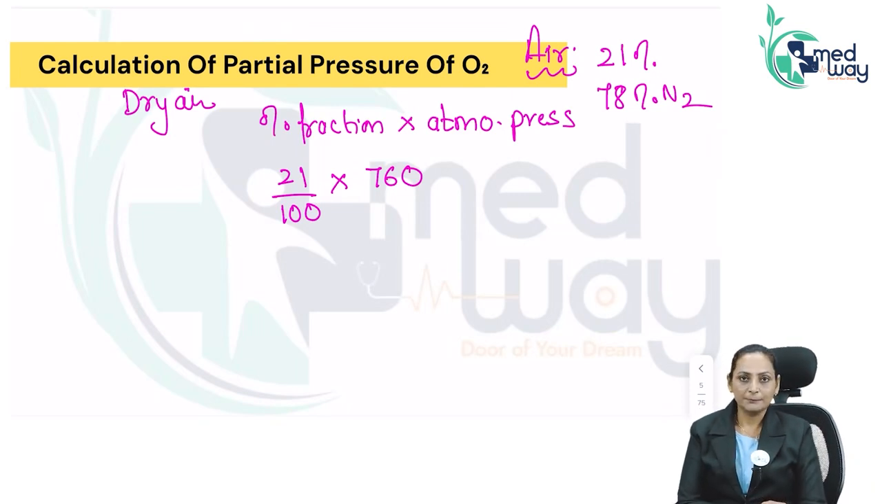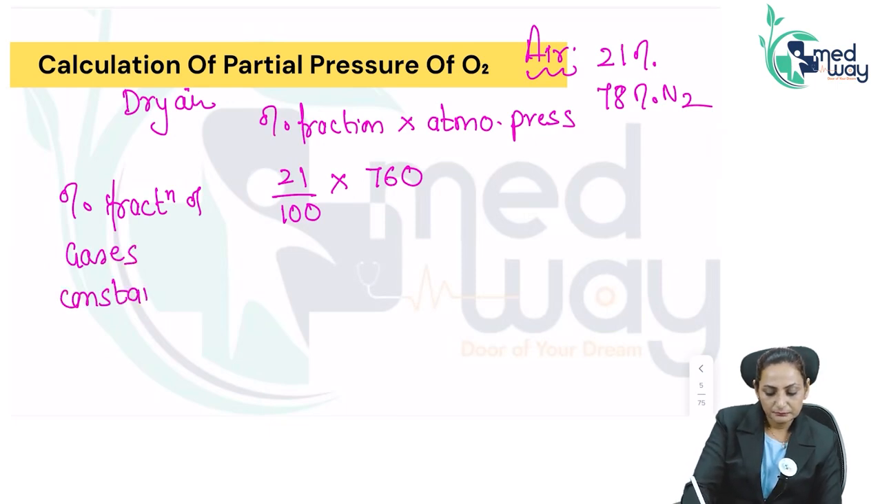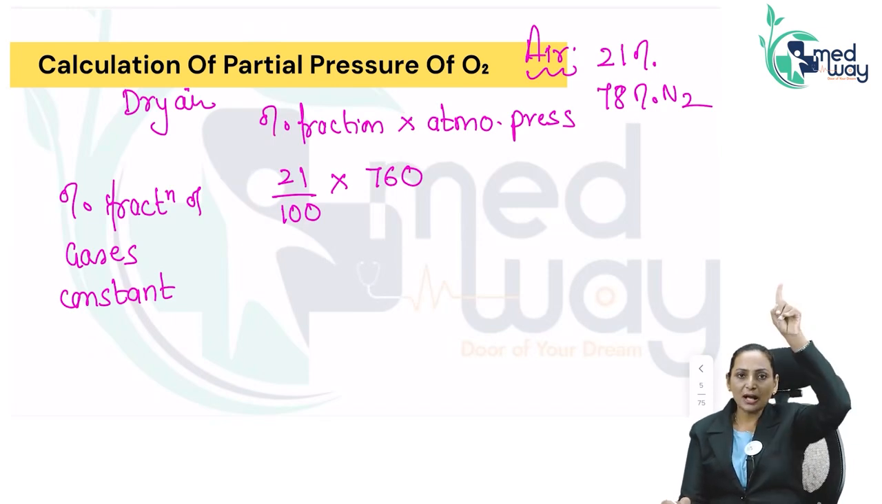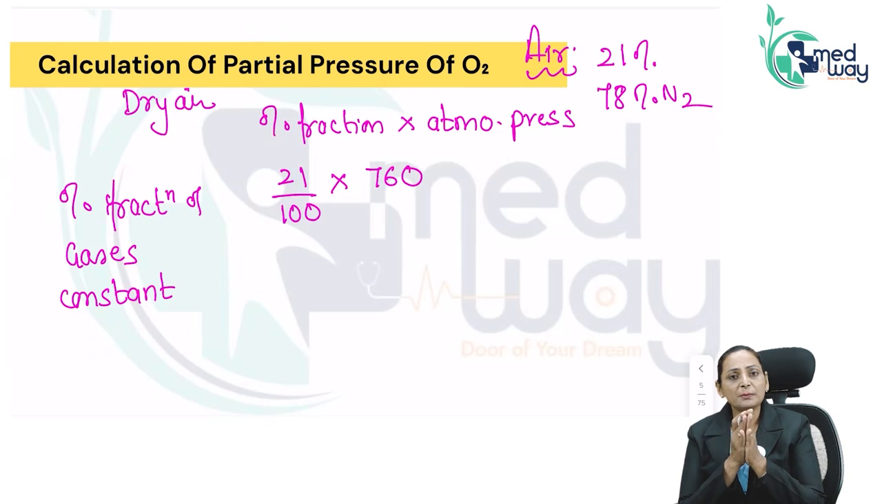so 760. Why is this important? Or for nitrogen you take 78 by 100 into 760. The percent fraction of the gases remains constant. So even if you are at sea level, or high above, or at deep high altitude, or deep sea physiology, anything, the percent fraction of the gas is not going to change. It is the atmospheric pressure that changes.